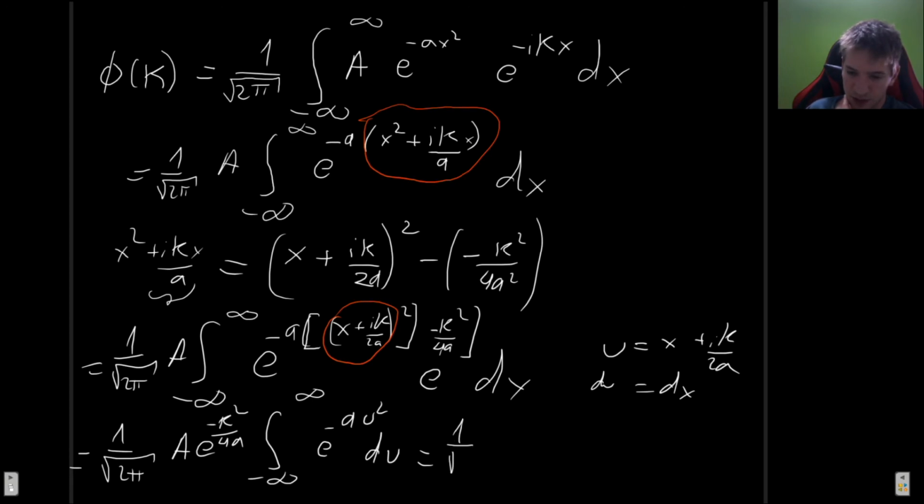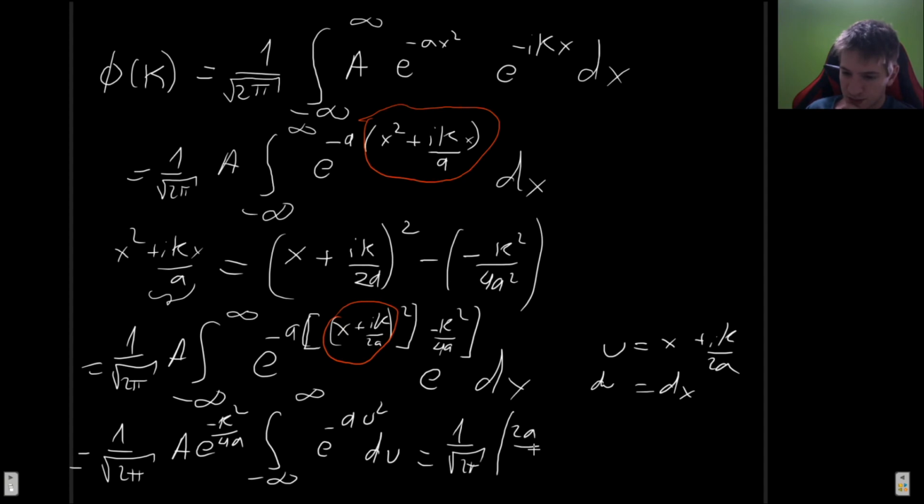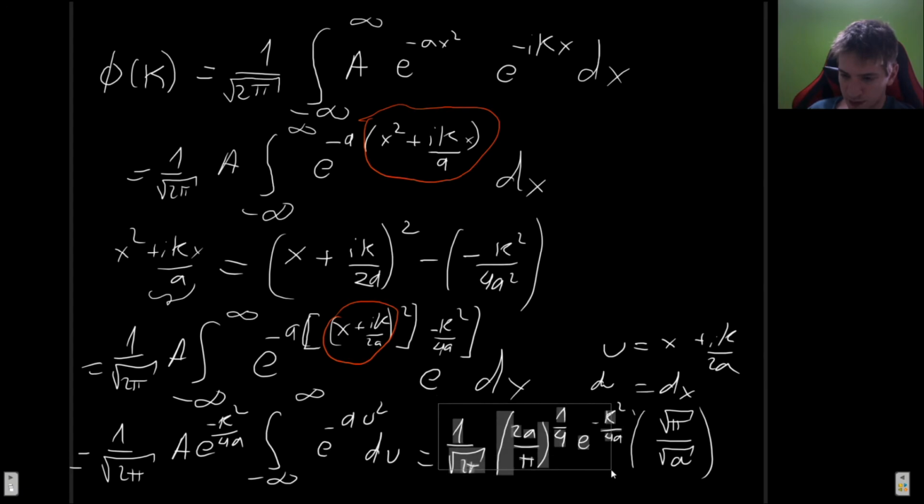I'm going to write out what we had for a now, which was, let me double check, it was 2a divided by pi, and this to the 1/4 power, and then we have e to the minus k squared divided by a, and then we have this integral that we now solved, which is just going to be square root of pi divided by square root of a. Okay, so well, now we have to see if there's anything we can try here, but I got a bit more room.